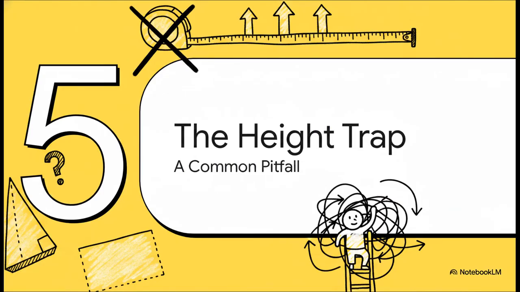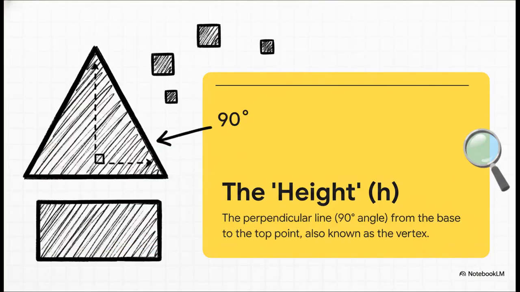Okay, before we finish up, I want to talk about the number one mistake pretty much everyone makes with this. I call it the height trap. But the good news is, once you see it, you'll never fall for it again. So what exactly is the height in the formula? Well, it's not just any old side of the triangle. The H stands for the perpendicular height.